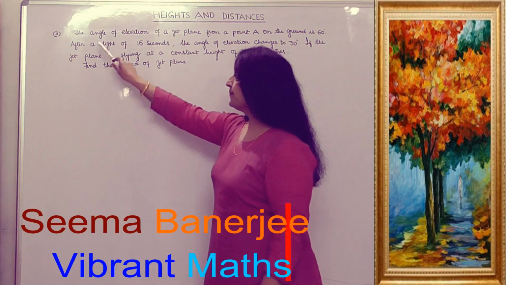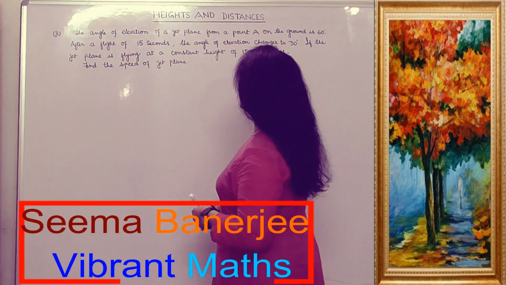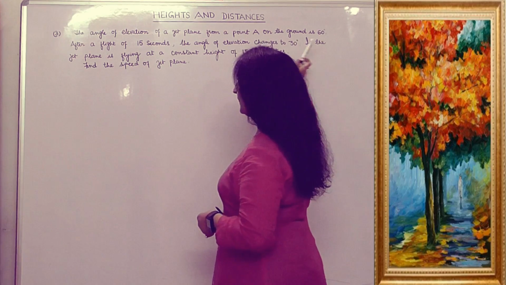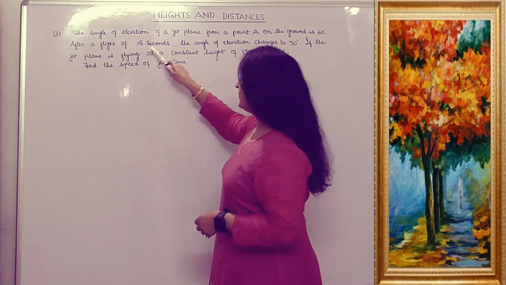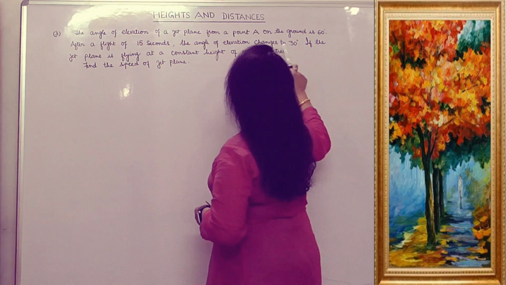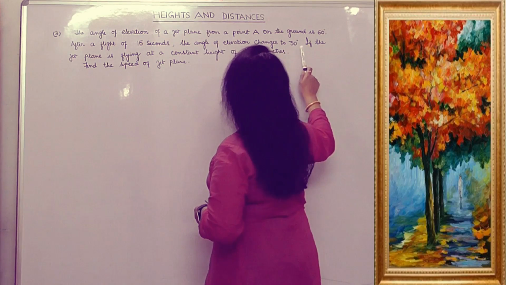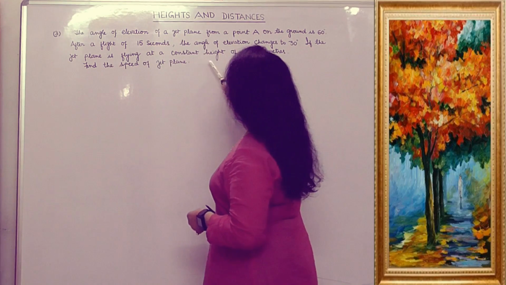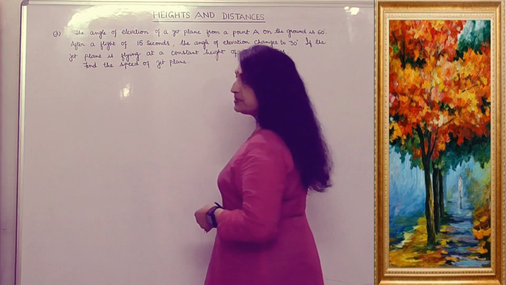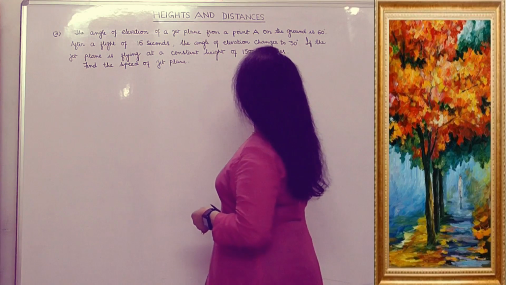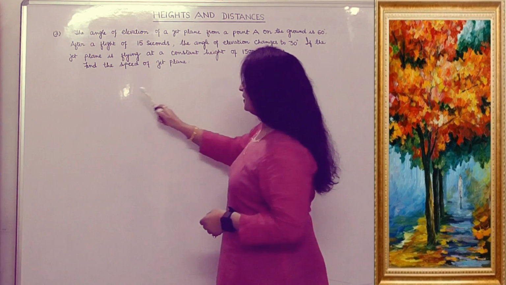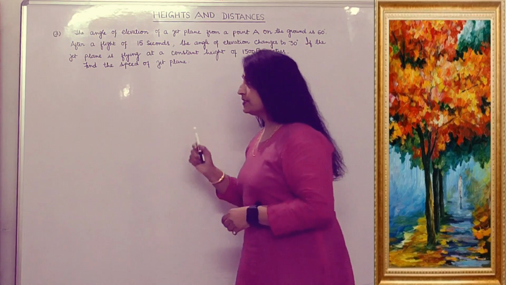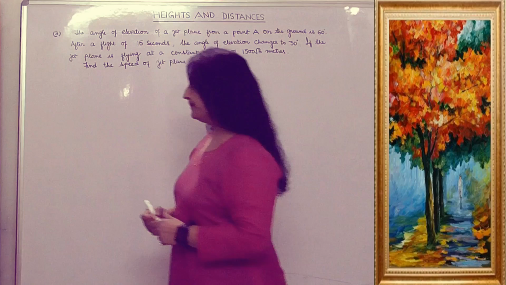Next question is, the angle of elevation of a jet plane from a point A on the ground is 60 degrees. After a flight of 15 seconds, the angle of elevation changes to 30 degrees. If the jet plane is flying at a constant height of 1500 root 3 meters, find the speed of the jet plane. First of all, make the diagram.